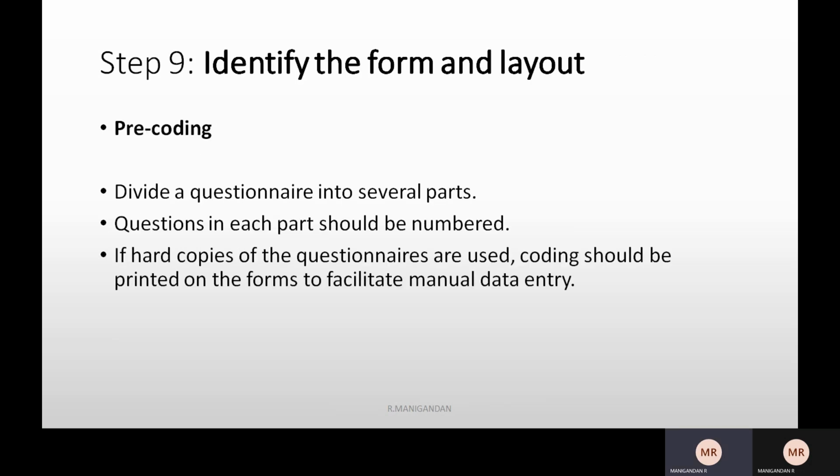Identify the form and layout. Pre-coding. What is pre-coding? Divide a questionnaire into several parts. That is called pre-coding. Questions in each part should be numbered. So each and every question should be numbered, so then only we can easily analyze that. If hard copies of the questionnaires are used, coding should be printed on the forms to facilitate manual data entry. Most of the questions can involve manual data entry also. So for example, I can say your name. You can fill in your name. What is your name?